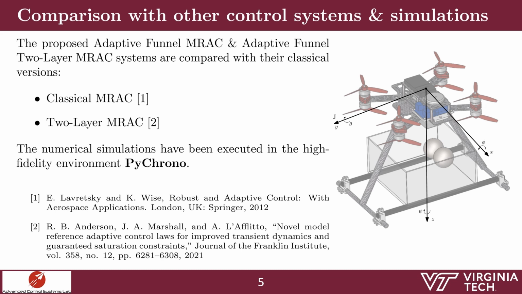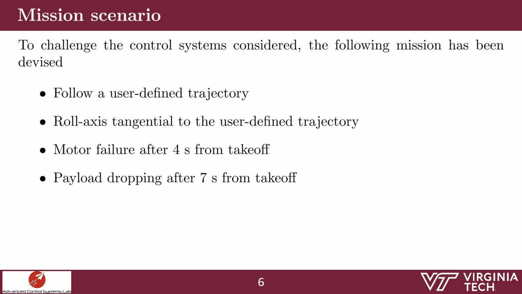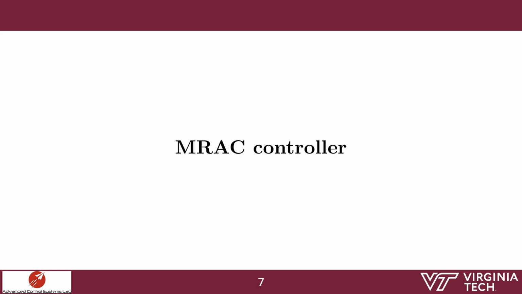And the numerical simulations have been executed in the high-fidelity environment PyChrono. So to challenge the devised control systems, the following mission has been devised, where the UAV needs to follow a user-defined trajectory and keep its roll axis tangential to the trajectory. And then after 4 seconds from takeoff, there's a motor failure, and after 7 seconds from takeoff, the payload is dropped. So in the next video, you'll see the numerical simulations employing the classical MRAC controller.